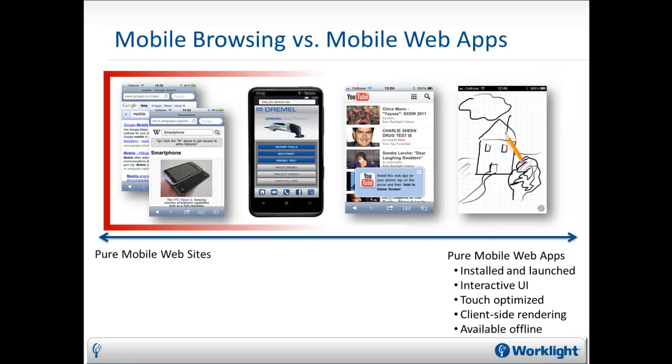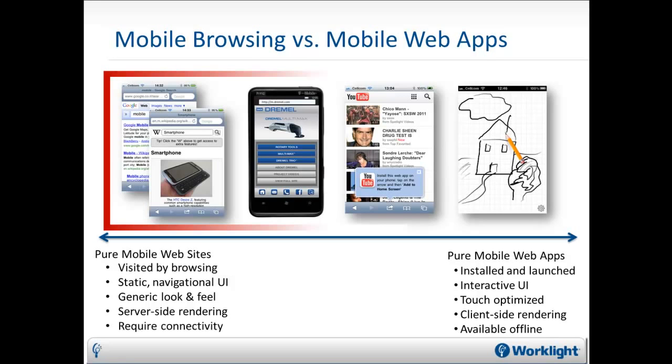On the other extreme, we have what we might call pure mobile web sites. The user visits them by typing a URL into the browser or clicking a hyperlink. They have a navigational UI, which means that visitors mostly navigate between pages that display static data. The pages have a generic look and feel, so they really look like web pages, and the logic for rendering these pages is executed on the server, for example using PHP, JSP, or Python, which means that the user usually waits for pages to be retrieved from the network, and which also means that any interactive functionality requires network connectivity and doesn't really work when the phone is in offline mode.